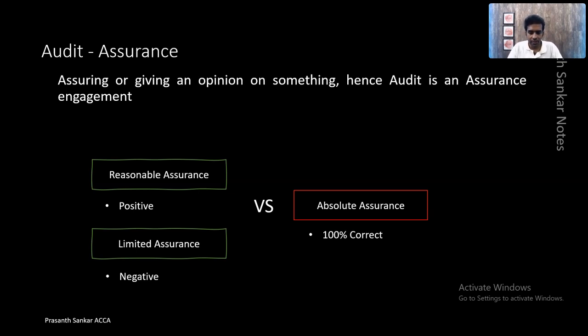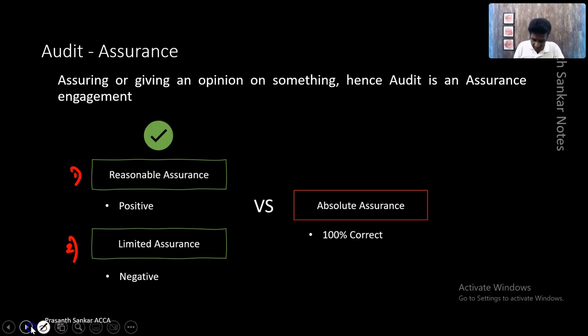Because definitely, if you think about it, for the user, if there is an expert who is coming in and checking the subject matter and giving an opinion, he will be more comfortable stating that yes, it makes sense and we are okay with the financials of the business, etc. So in any kind of assurance engagement, there are two levels of assurance. One is reasonable assurance and the second is limited assurance.